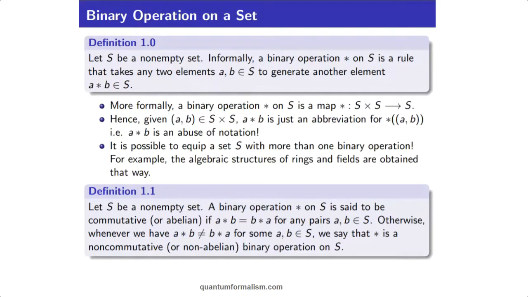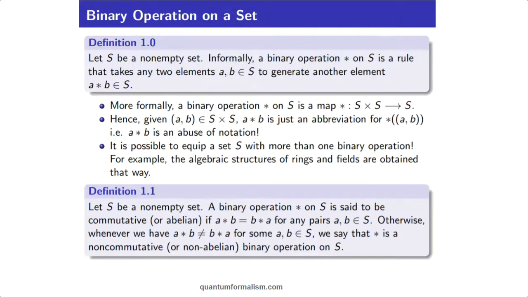Before we go through the first notion that we need to define is this notion of a binary operation on a set. You know what a set is. This is one of the prerequisites that you need to know. Most of you already know what a set is. So, in an informal manner, a binary operation is just a rule that you impose on a set S, that takes any two elements of set S, let's call them A, B, and then it generates another element, A star B. Okay, that's it.